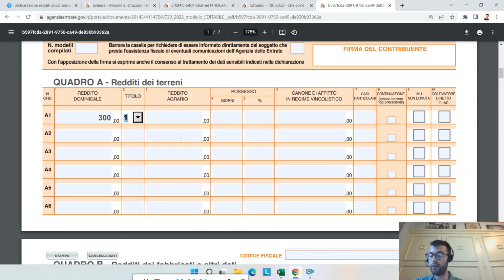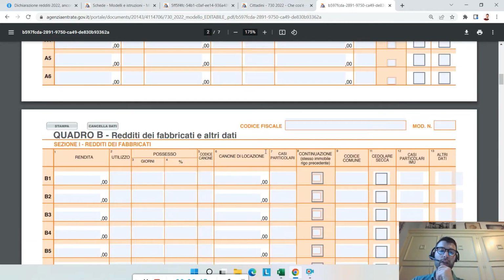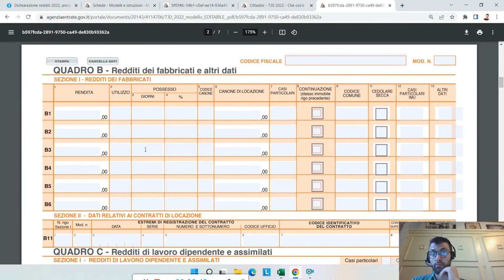Because you know every land in Italy, even if you don't rent it, has a calculated revenue. Even if you have houses, let's say you have four houses and you don't rent them, they have a rendita, as we call it in Italy. So basically, it's as if they produce some revenue.